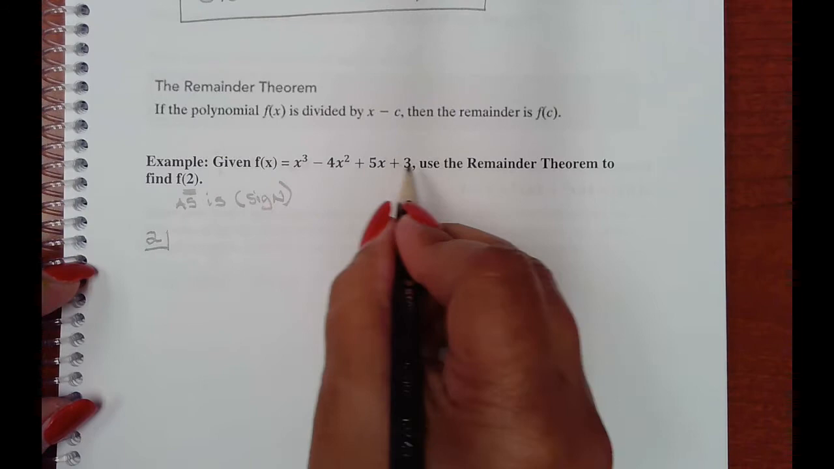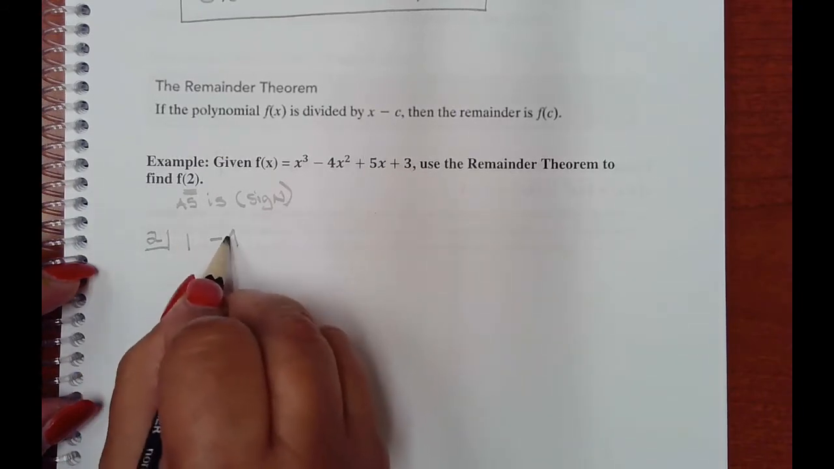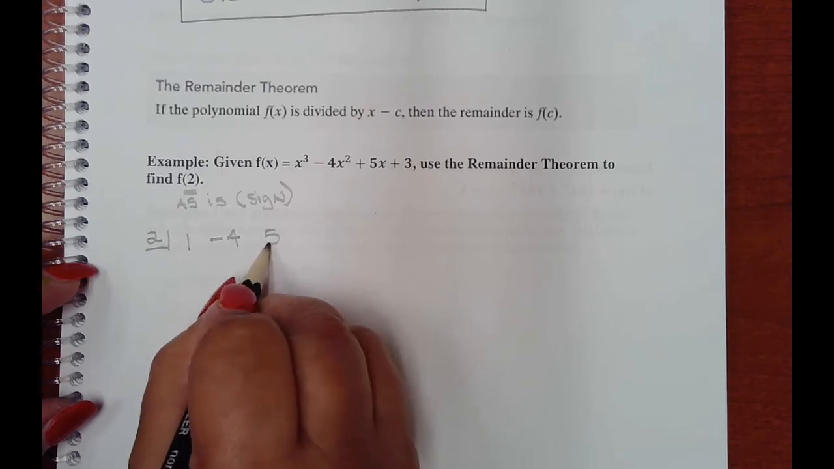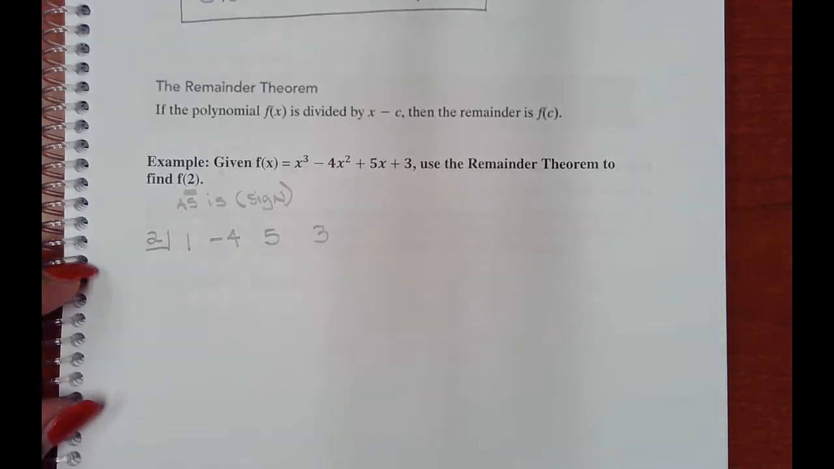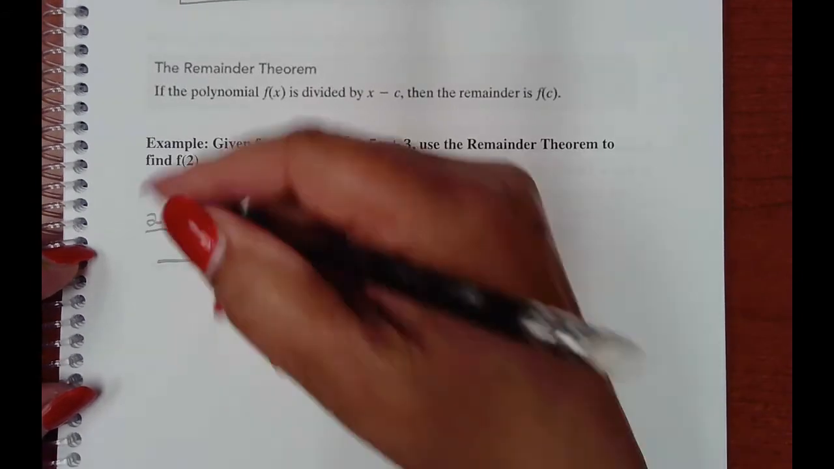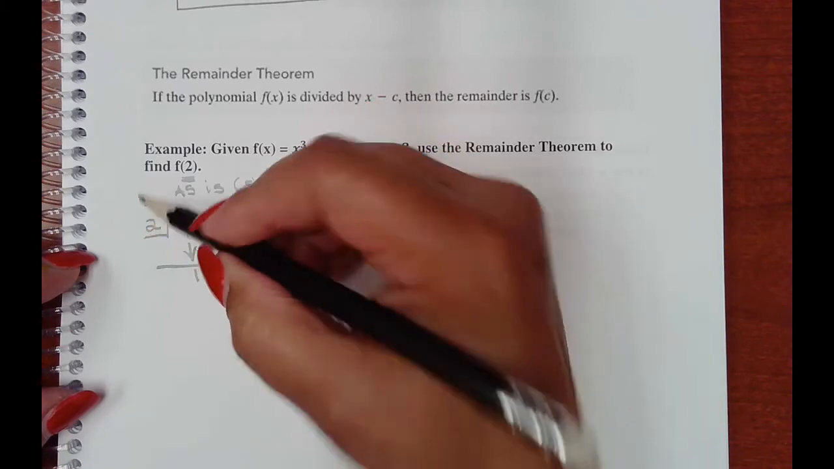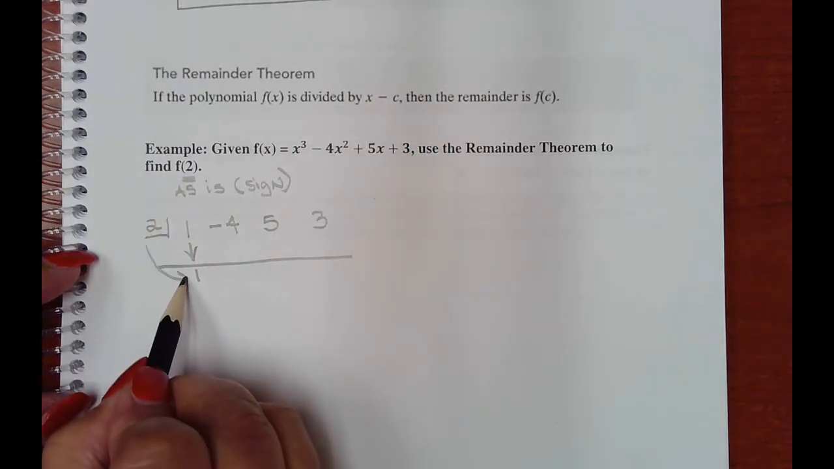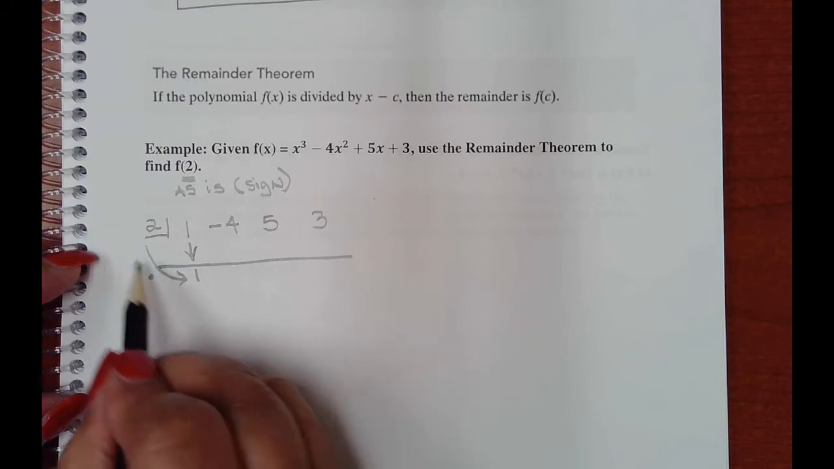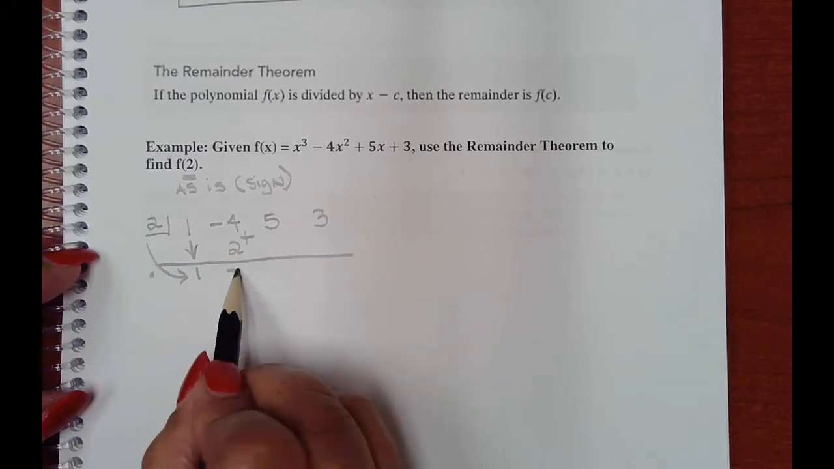We're going to stretch out the coefficients, 1 for third degree, -4 for second degree, 5 for first degree, and 3 for my constant. We're going to leave room underneath those values. Begin by dropping the first value and multiplying. So it's 2 multiplied by that first value. 2 times 1 is 2. Put that right up here and combine.